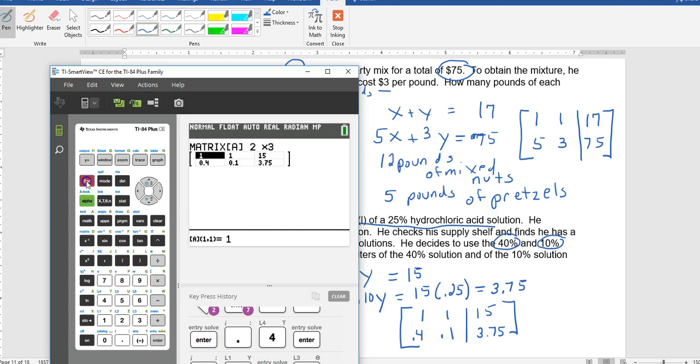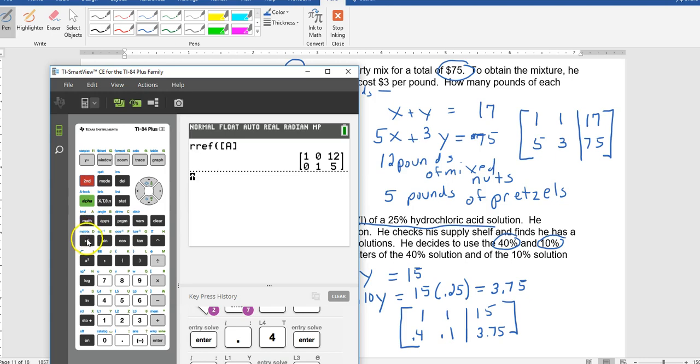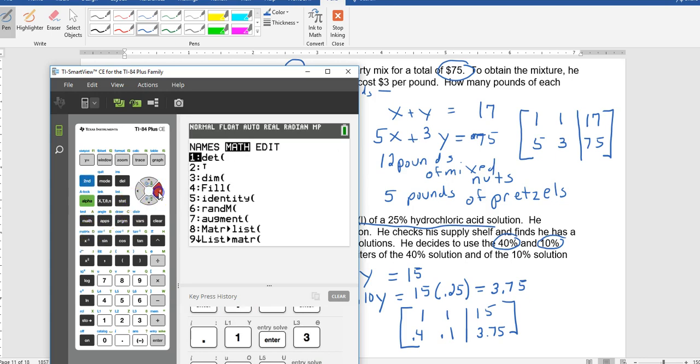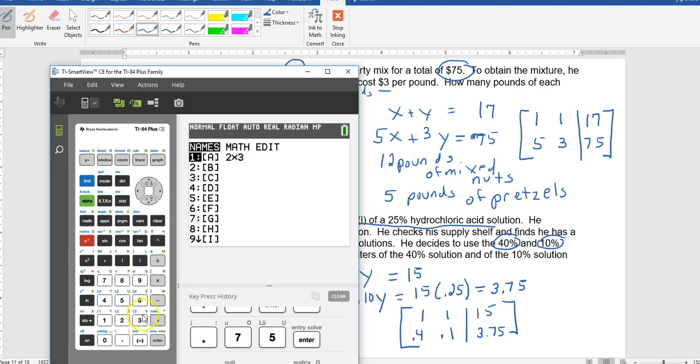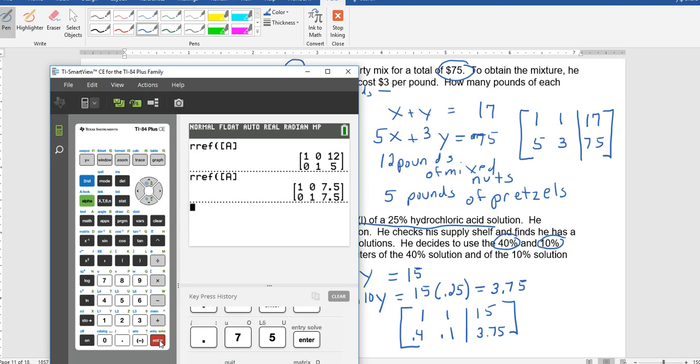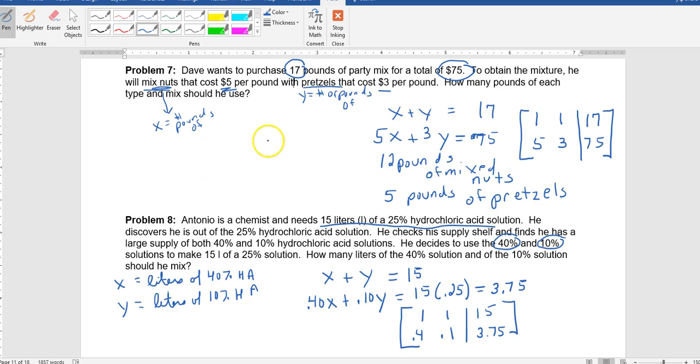And then we do second quit, and then second matrix, and we're doing a math calculation, looking for RREF again, and you call the numbers, which is under second matrix 1, and then we hit enter. That gives us the fact that, if we go back to here, we need 7.5 of each. So X is going to equal 7.5 liters, and Y is going to end up at 7.5 liters. So you need equal amounts of these to get to a 25% solution of hydrochloric acid.